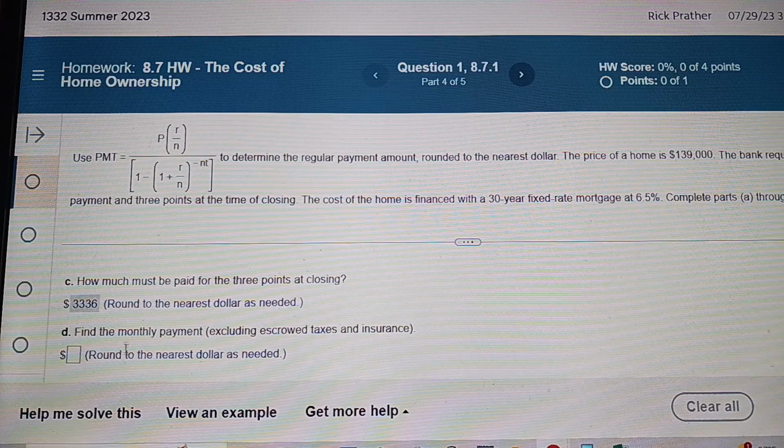Okay, but that's just a side issue that this problem's not about. This one wants to know, find the monthly payment excluding, now here, see, this thing can be a lot more complicated than this homework's making it.